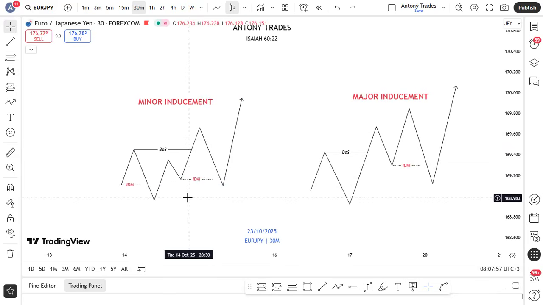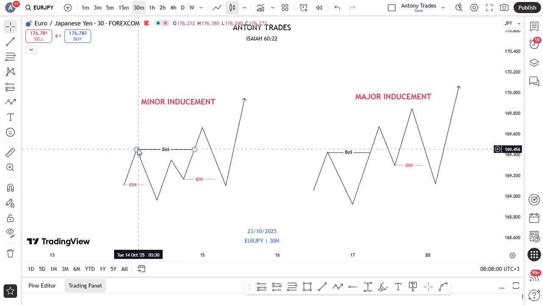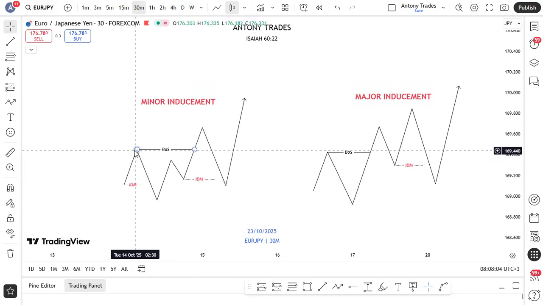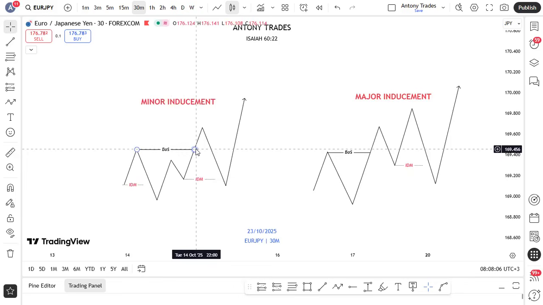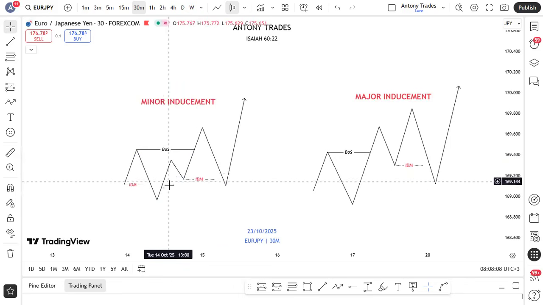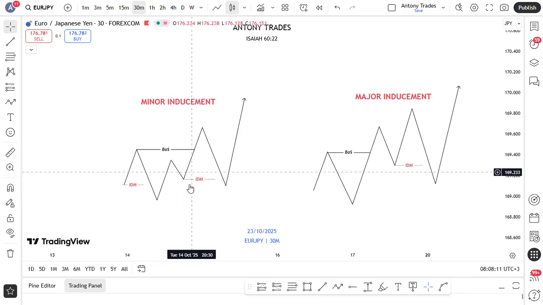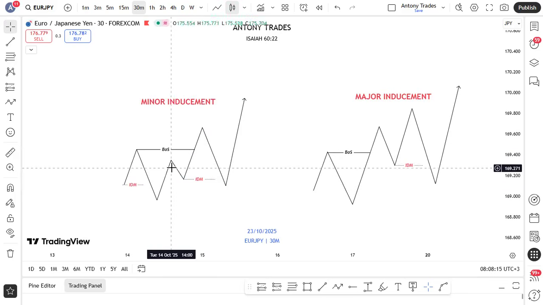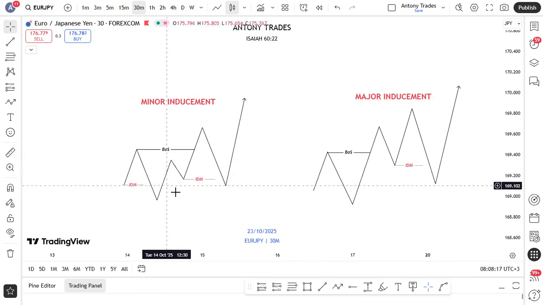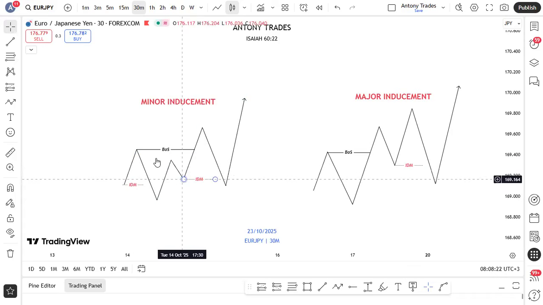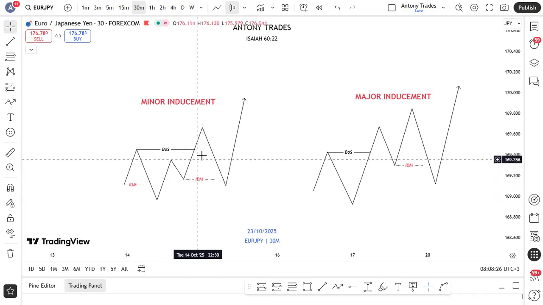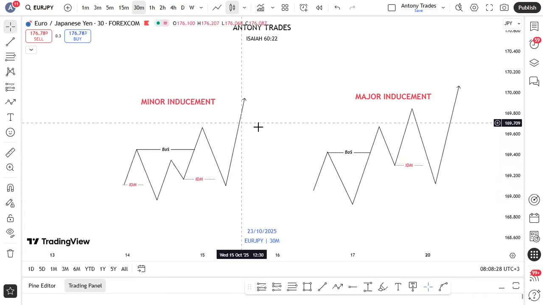I don't know whether you are getting it. I'll repeat that. It is a low, any internal structure that is formed before the break of structure. Whatever we have here before the break of structure becomes the minor inducement. It doesn't matter how many structures there are. As long as you have a structure that was formed before the break of structure, all of that qualifies to be the minor inducement. I believe we have understood that.